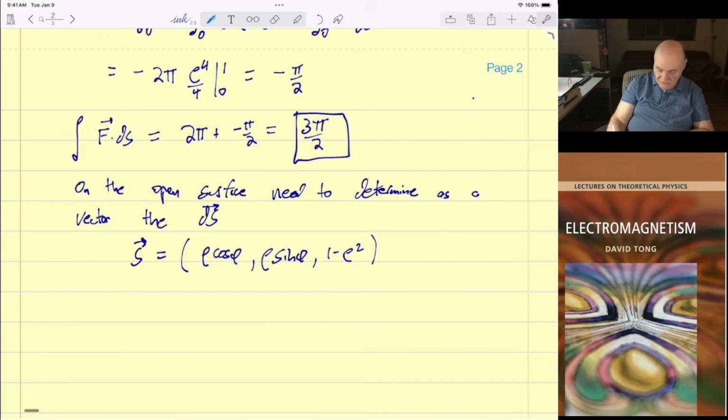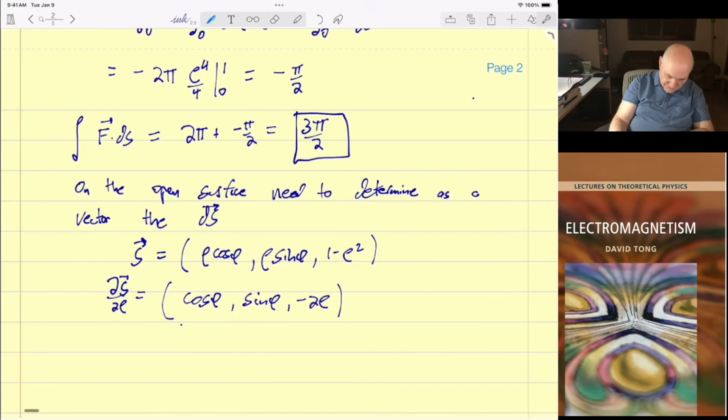Now, once you have a surface parameterized by 2 parameters, rho and phi, it's easy to get the normal element, the differential surface area. First, with one parameter, the partial of s with respect to rho is equal to cosine phi, sine phi, minus 2 rho. Then the partial of s with respect to phi is equal to minus rho sine phi, rho cosine phi, and 0.